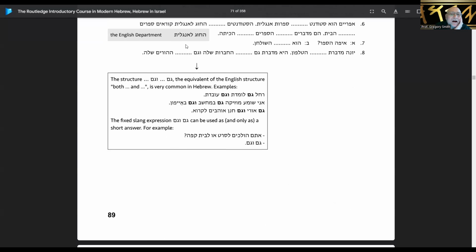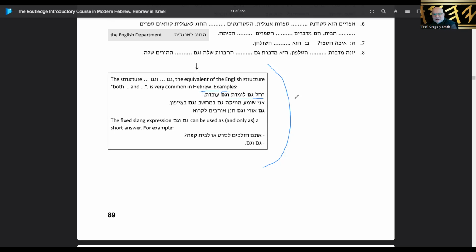This one right here is a tough one. Get your mind around this gam thing here, v'gam and gam, both and, is very common in Hebrew. Okay, so basically Rachel gam lomedet. So Rachel and Raquel both studies. And so in Hebrew, looks like and the Hebrew. That's a strange one though.